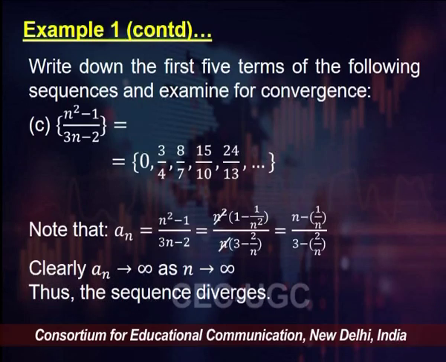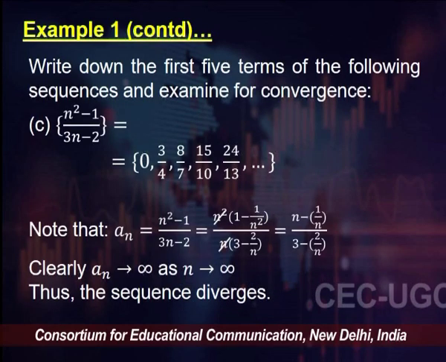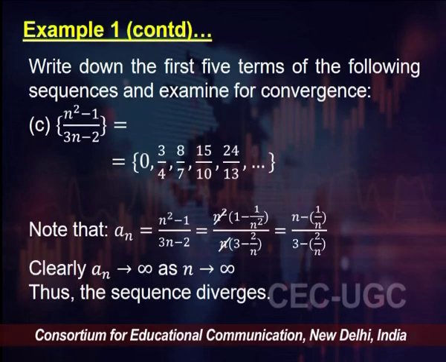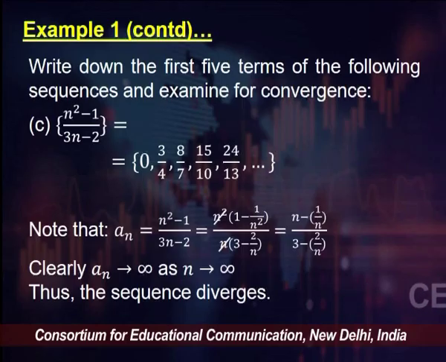One of the n's will get cancelled in both the numerator and the denominator. So my numerator now becomes n minus 1 by n, if I take the remaining n inside, and in the denominator I have 3 minus 2 by n. Clearly, as n tends to infinity, 1 by n and 2 by n will tend to 0. But you still have this n in the numerator, so the general term a sub n will tend to infinity as n tends to infinity, and by definition this sequence diverges.